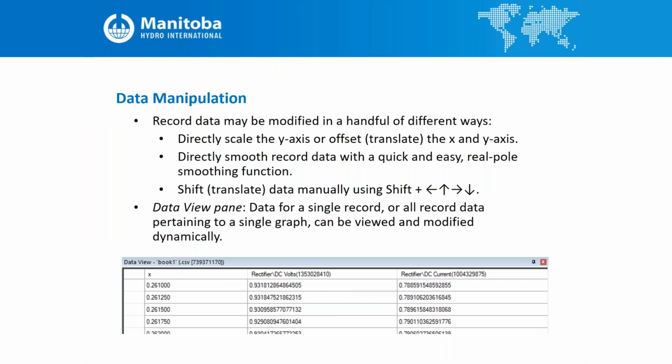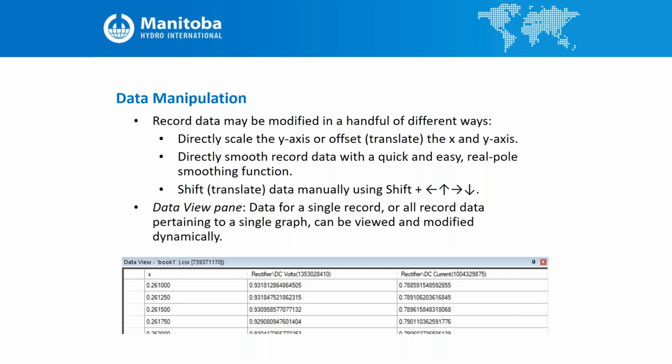All right, next I'll talk about data manipulation. Record data, once it's been loaded into Enerplot, can be modified in a handful of different ways. Once it's a curve in a graph, you can directly scale the y-axis, or you can offset either the x or the y-axis as well, straight from the graph. If you have some measured data that's a little bit choppy, we have a convenient quick smooth function, which is basically just a real pole smoothing function that can help you smooth the data out if necessary. Plus, you can also select a curve and shift it manually on the graph using Shift plus the arrow keys.